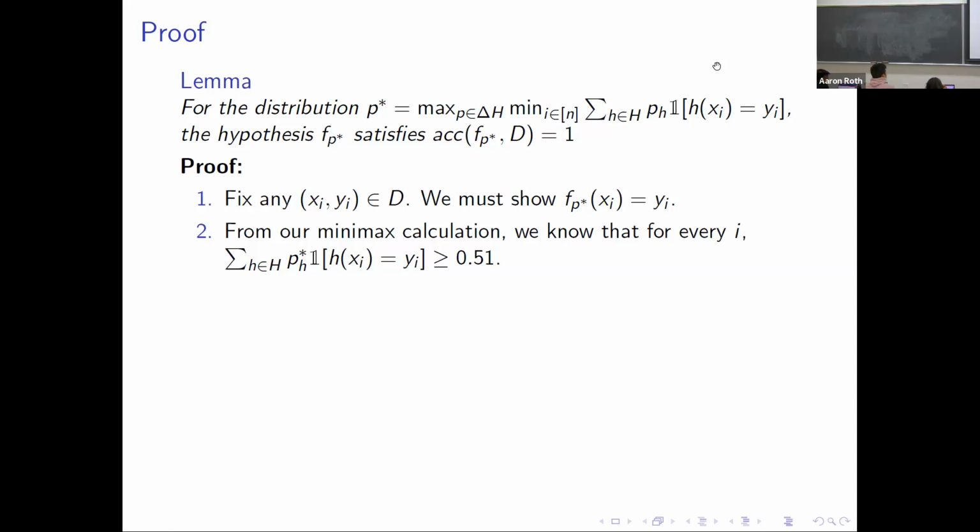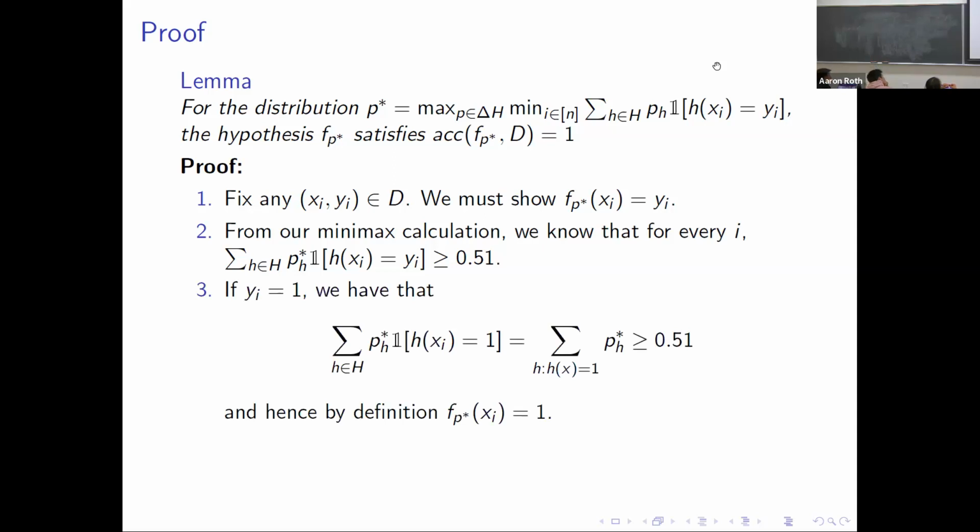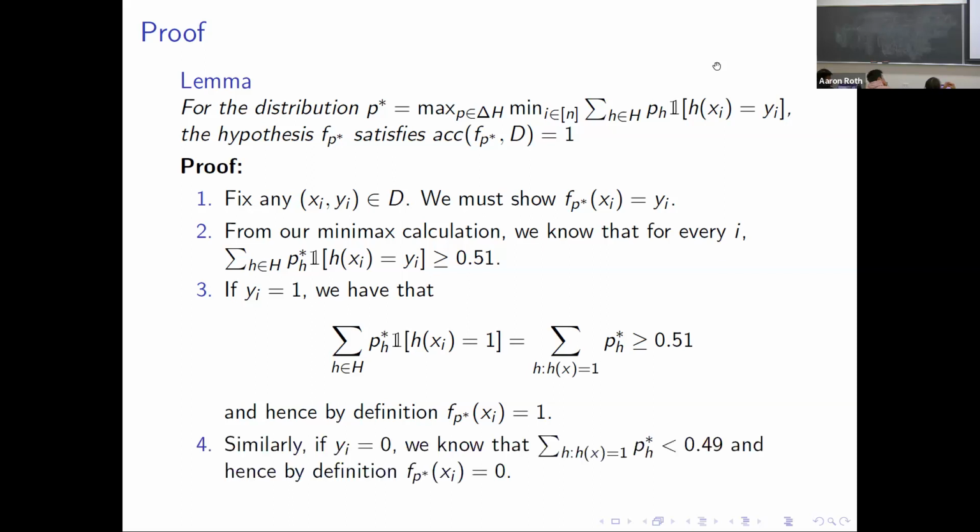Well, we know from our min-max calculation in this game that for every data point, the fraction of the probability mass that's put on hypotheses that predict the correct label is at least 51%. So if the label's 1, that means that the fraction of the probability mass that predicts 1 is at least 51%, and our classifier just thresholds at 50%, so we predict 1, so we're right. And similarly, if the true label is 0, it must be that the fraction of the probability mass that predicts 1 is at most 49%, and we threshold at 50%, so we predict 0, and again, we're right. So we're right on every example. That's it.